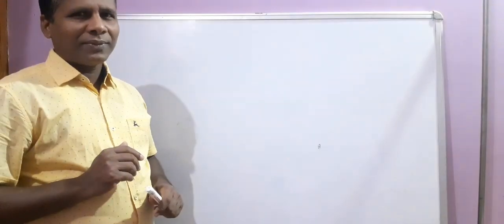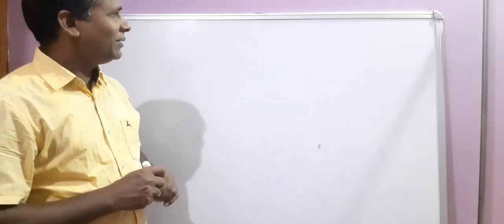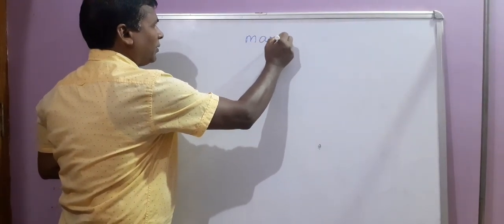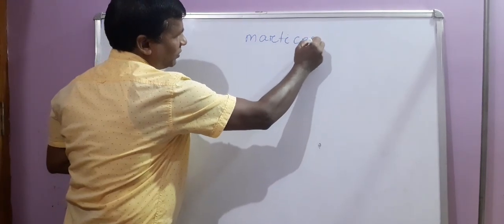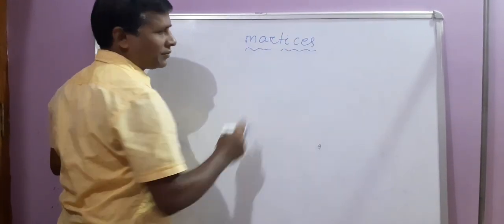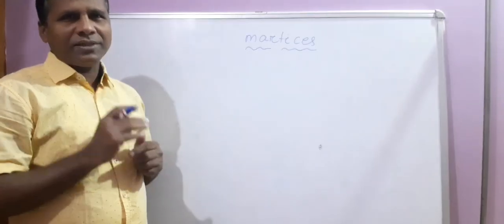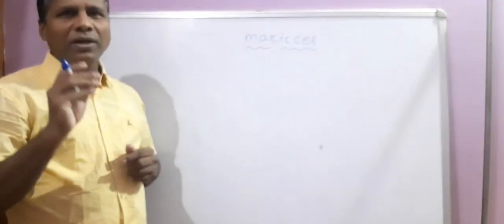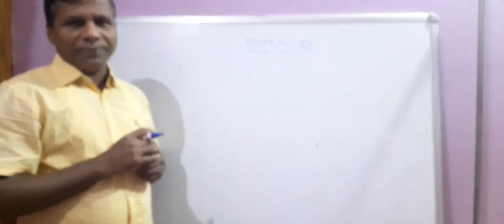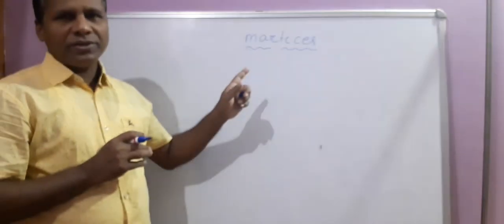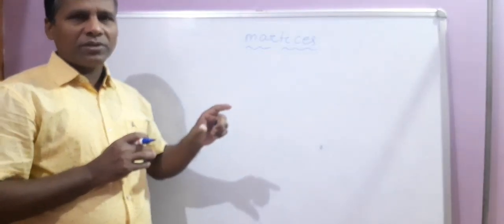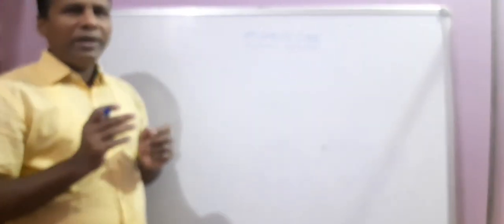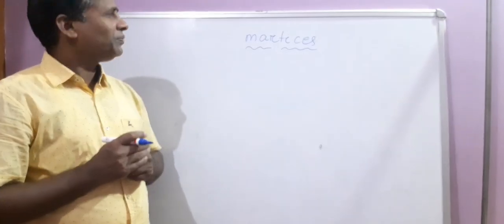Dear students, today I will discuss the chapter matrices. Matrices are mainly used in computer science and electrical engineering, to define the varieties of data arrangements in computers and also to define code systems.